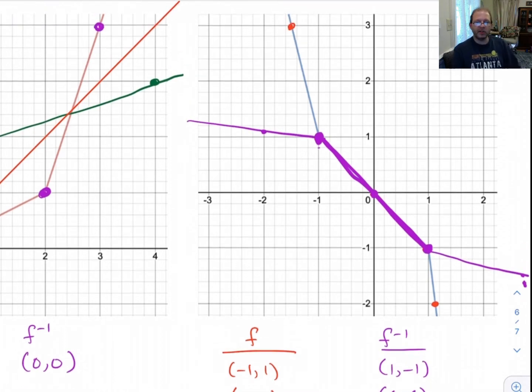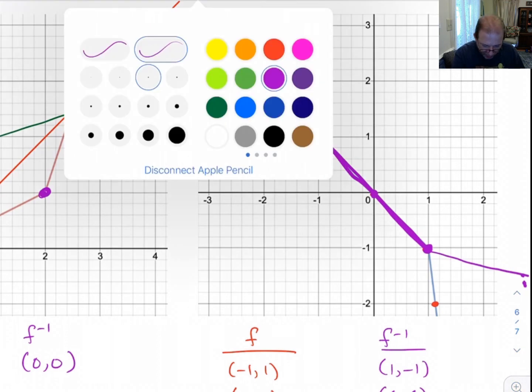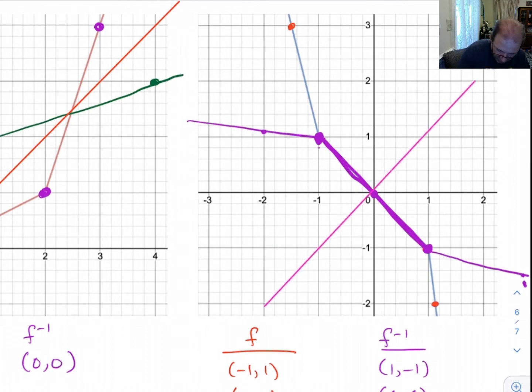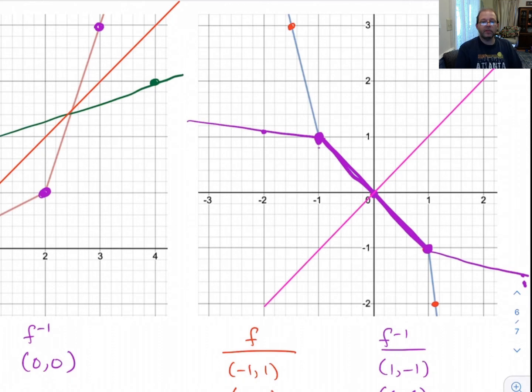And that actually makes pretty good sense, because if you draw the line y equals x, I'll draw that from here up to here. Oh wait, I'm starting in the wrong place. I've got to start here, go up to there, roughly. If you reflect the original across that line, you get the reflection.